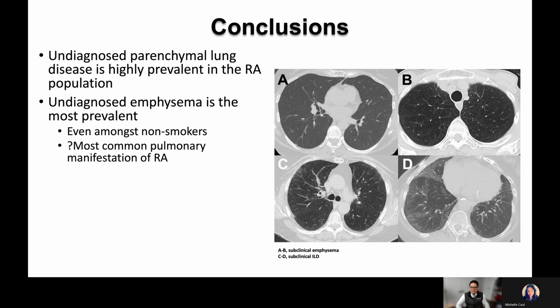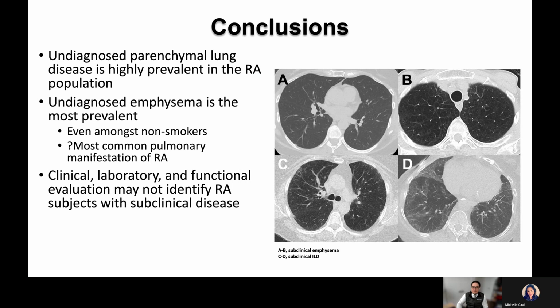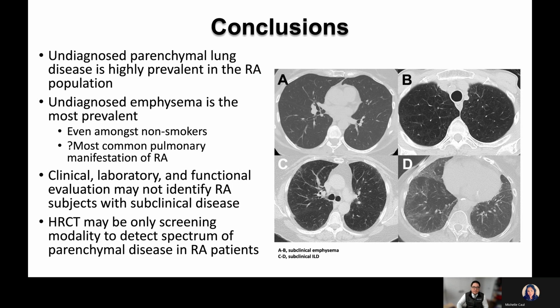Of the diseases that we've identified, undiagnosed emphysema was the most prevalent, even amongst never smokers. Our data suggests that emphysema may be the most common pulmonary manifestation of RA, whereas in the literature, ILD is currently the most common pulmonary manifestation for these patients. As we have shown, subclinical disease, particularly subclinical ILD, may not be identified by different parameters such as clinical, laboratory, or functional evaluation. Therefore, we propose that HRCT may be the only screening modality to currently detect the spectrum of the disease in RA patients.